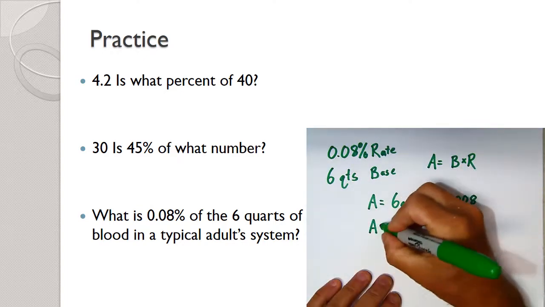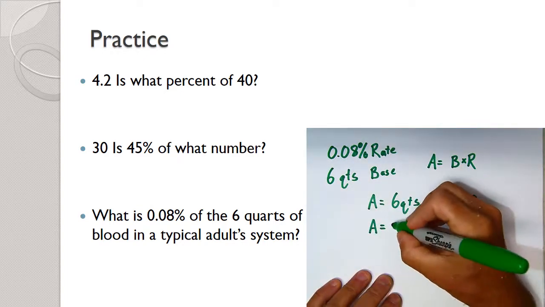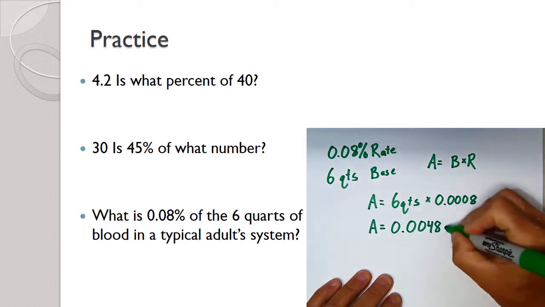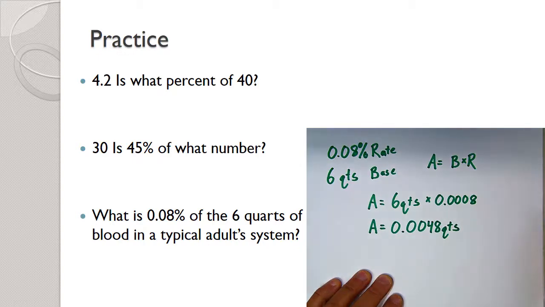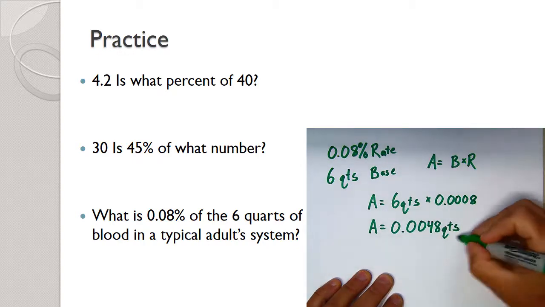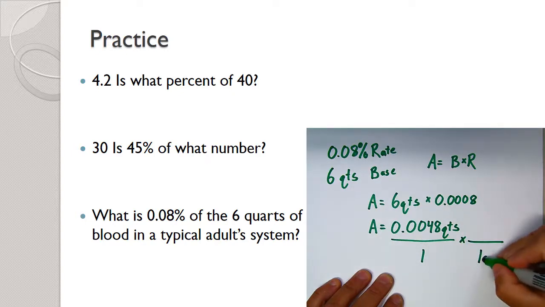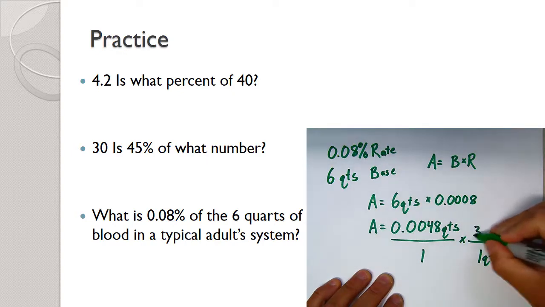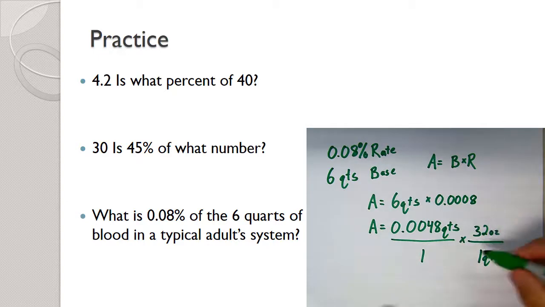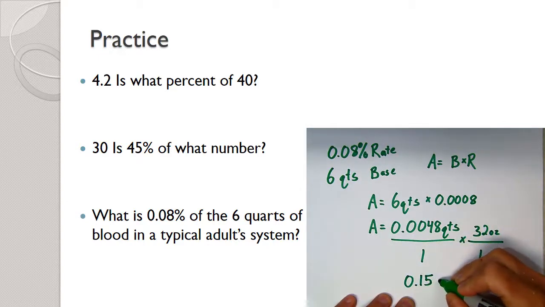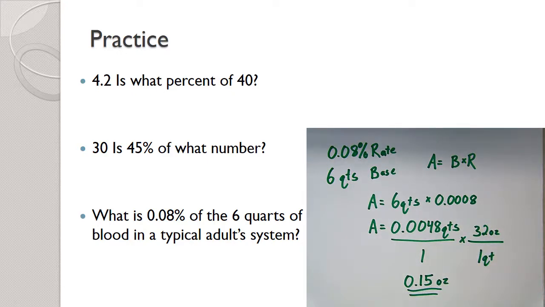And that means the amount of alcohol in somebody's bloodstream is 0.0048. Now, those units are still in quarts. If we wanted to turn that into ounces, we can do a unit conversion and put that over 1. 1 quart contains 32 ounces. So if we multiply that out, we get 0.15 ounces or so, which is a very, very small amount of alcohol.